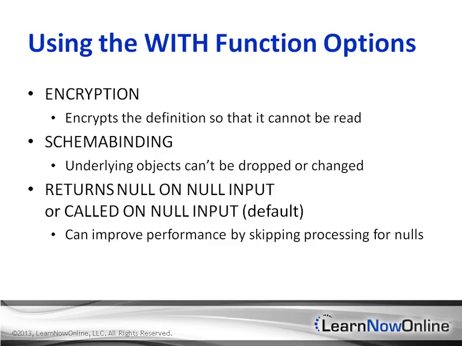And then called on null input is the default, which means that the function is invoked even if one of the input parameters is null. So that's the opposite of returns null on null input. And I'll show you an example of that. All right, then the last option is execute as. And this defines the security context when the function executes. What permissions of a principal are going to be applicable when this code executes. All right, so you won't always use these options, but they can refine how the function is defined, which can significantly affect how the function does its work.